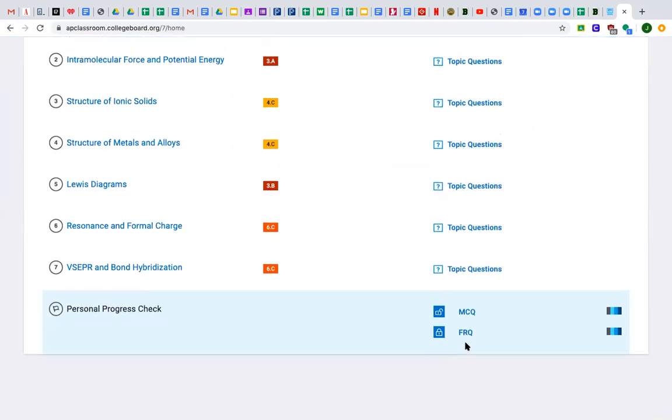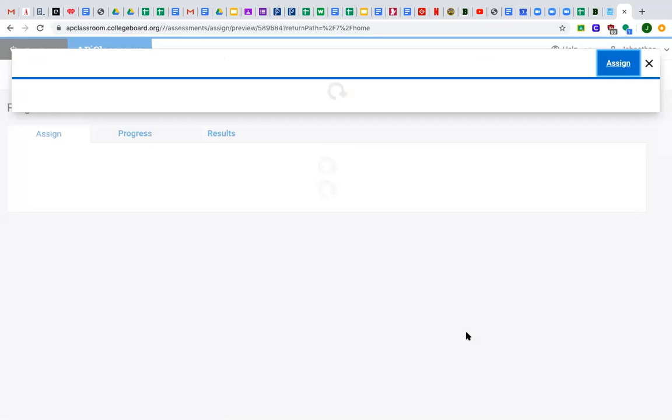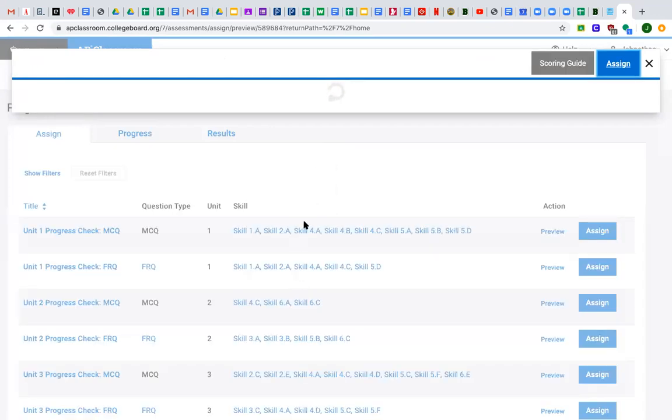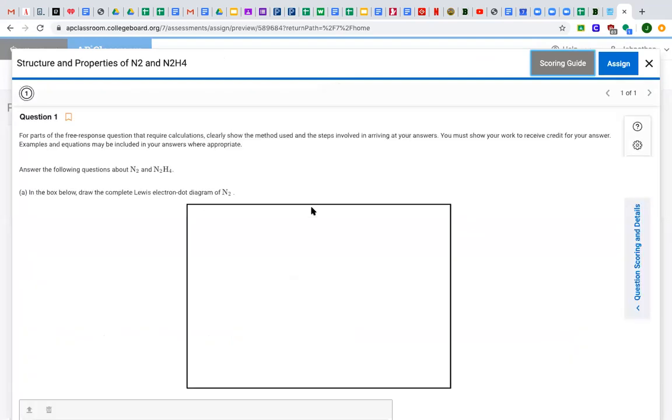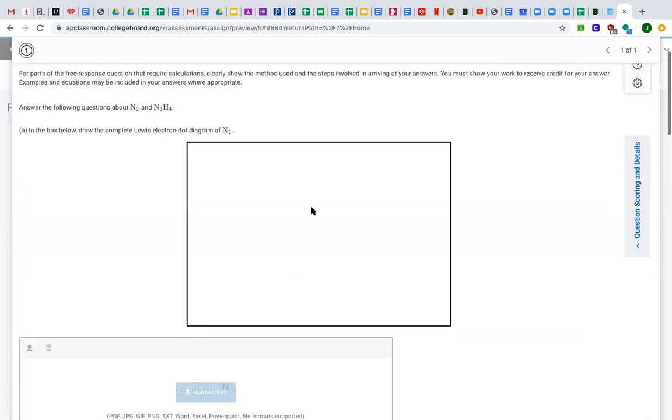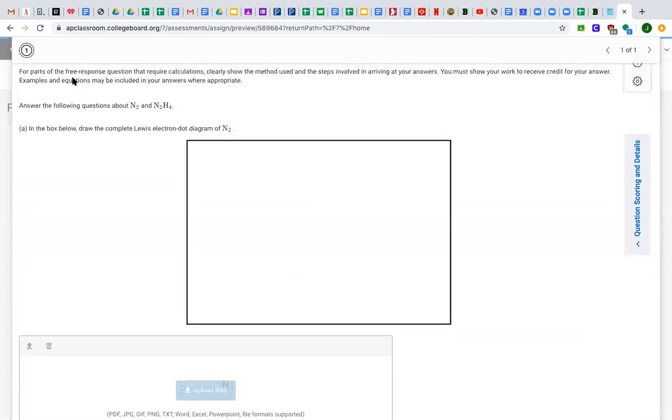I don't know why I can't unlock the free response questions for you, but I'll go ahead and pull them up. Here they are: N2 and N2H4. Basically you always want to show your calculations. On the AP test, you can write your answer on paper, take a picture, and upload, so you don't have to type everything in. You have to show your work whether you're typing or using paper.